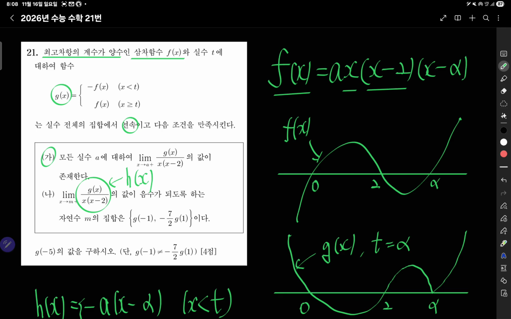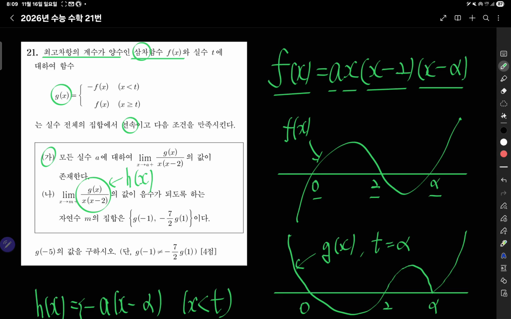And because f of x is a cubic function, we need to have one more factor. And because we don't know the factor, let's say the factor is x minus alpha, and the leading coefficient is a. So let's think of the graph of f of x. Because the x-intercepts of f of x are 0, 2, and alpha, f of x will go up and down following these x-intercepts.